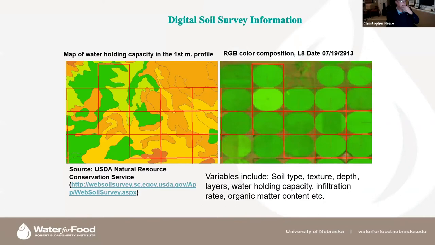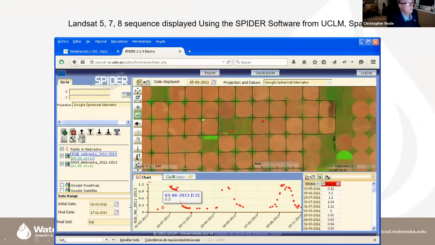So then we can use a sequence of satellite images to calculate the crop coefficient, like I showed you using those models for corn and soybeans.